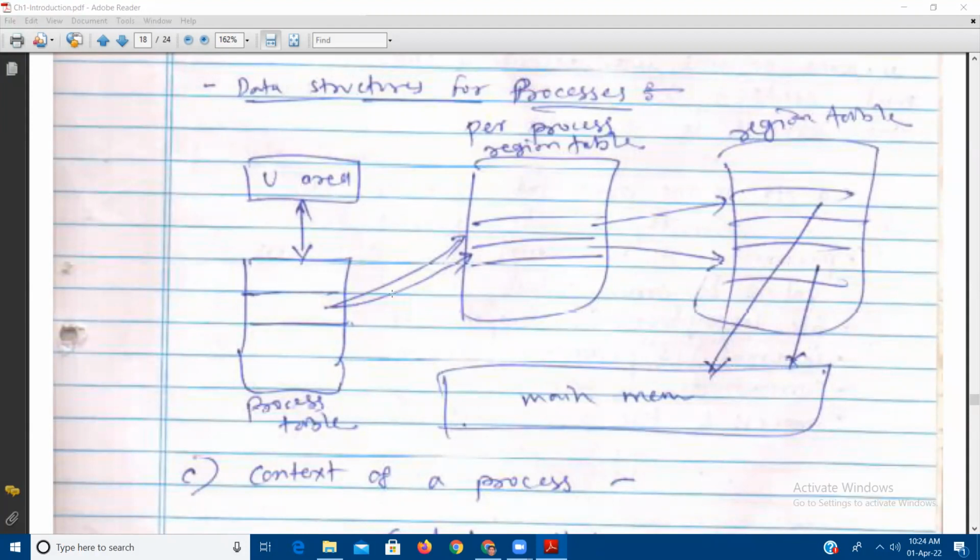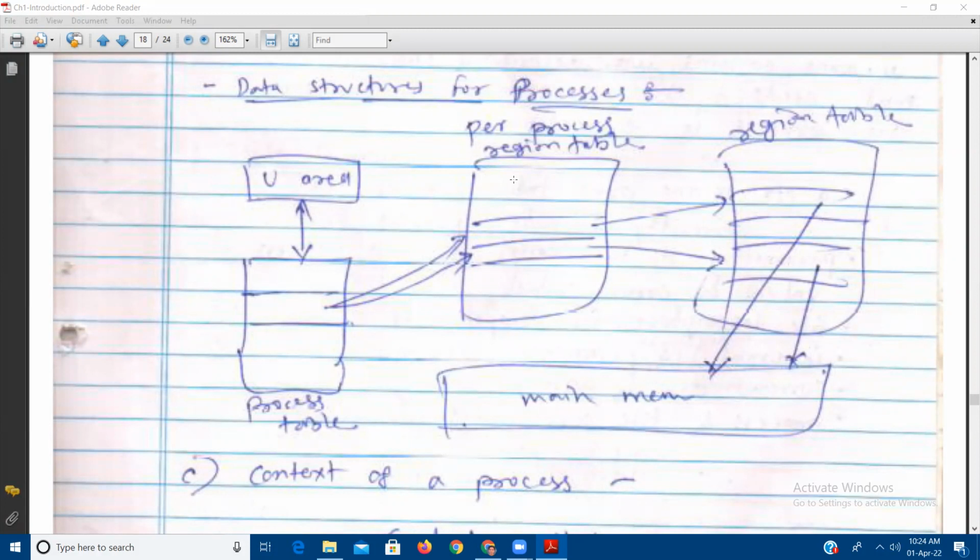Further, process table is pointing towards the per process region table. So the name itself tells that each process is having its own per process region table. So actually, there are 3 regions based upon the 3 contexts which we discussed in OS. So process consists of 3 contexts. One is called as a data, another stack, and text. So text region, data region, and stack region. So each process is having three regions. So based upon the context.